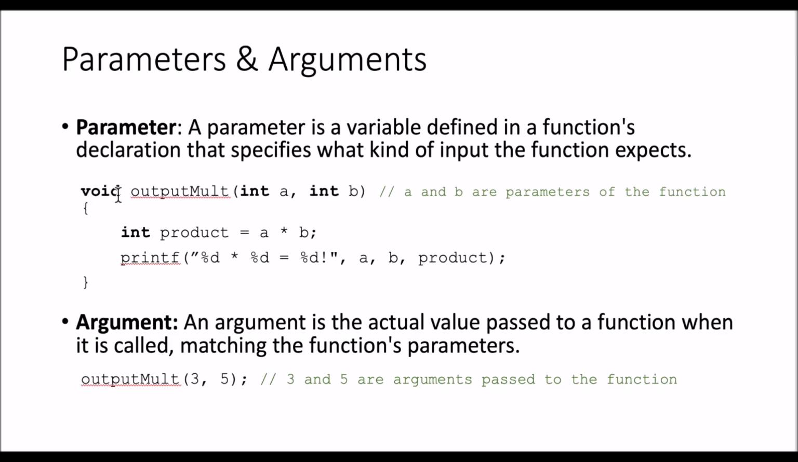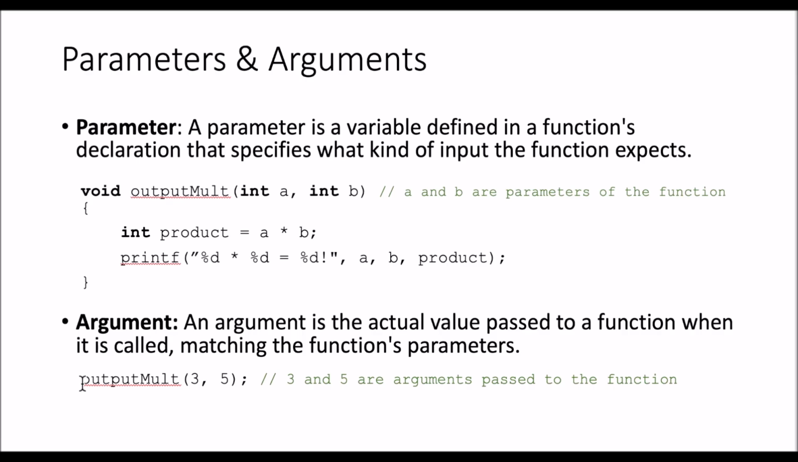Note that when calling a function, I never state the return type. I simply start with the name. You can see printf, I just call printf. So for output_mult, I also write output_mult, and then the arguments that I want to pass to it. In this case, the arguments are 3 and 5, matching the parameters of int and int. Int a and int b are the parameters, 3 and 5 are the arguments that are passed to the function.